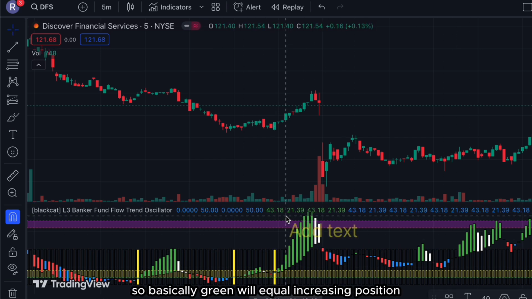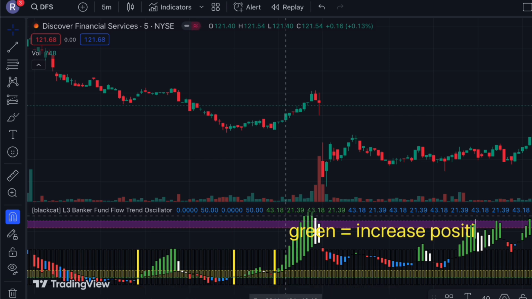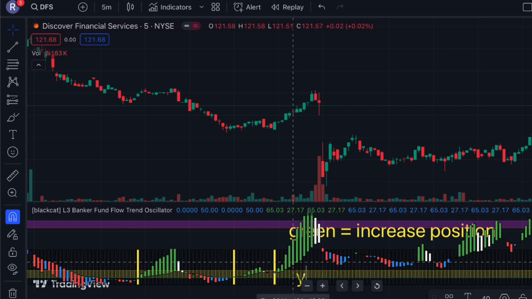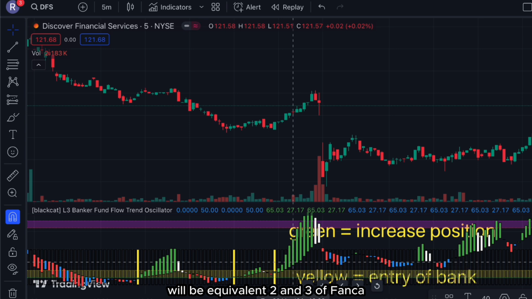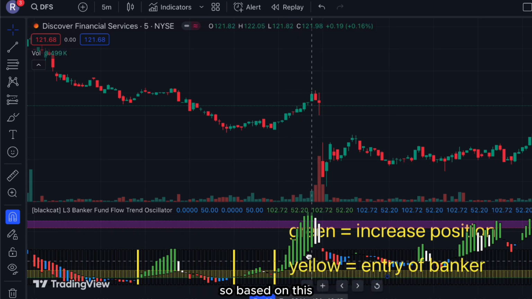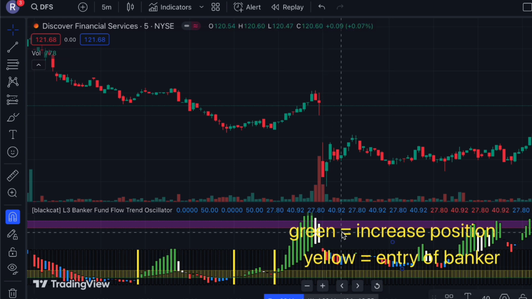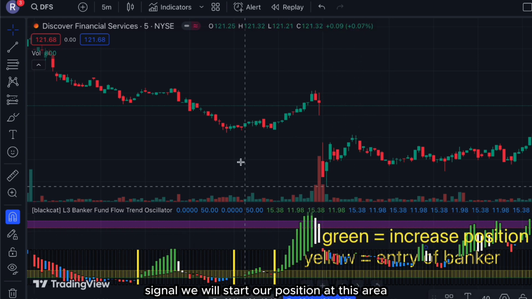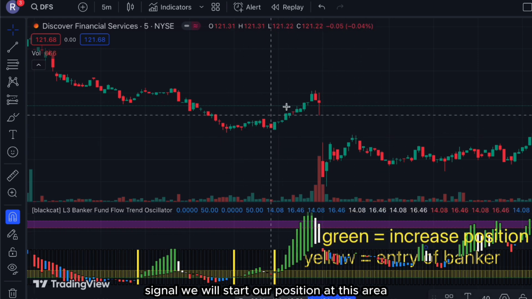So basically green will equate to increasing position, while yellow will be equivalent to entry of banker. So based on this signal, we will start our position at this area.